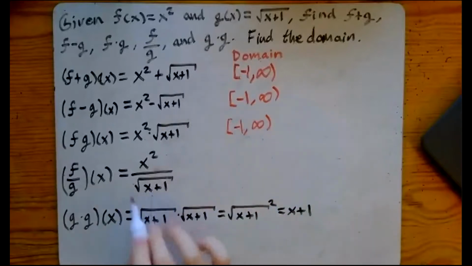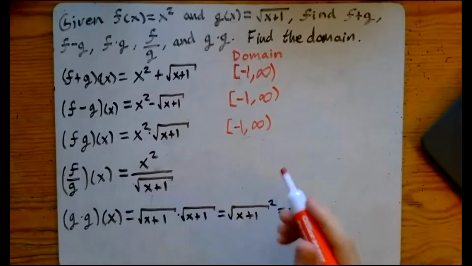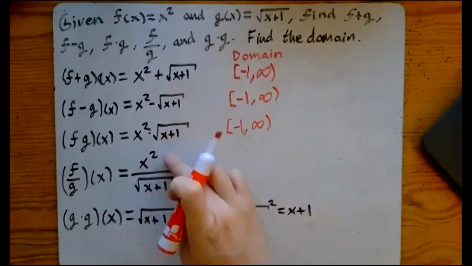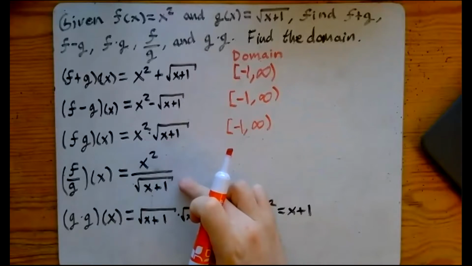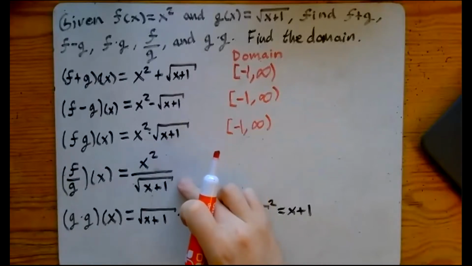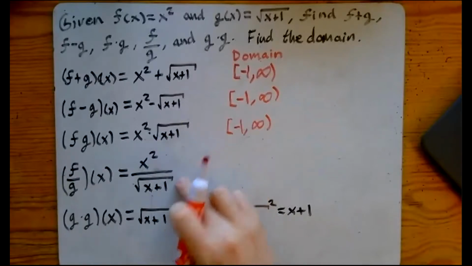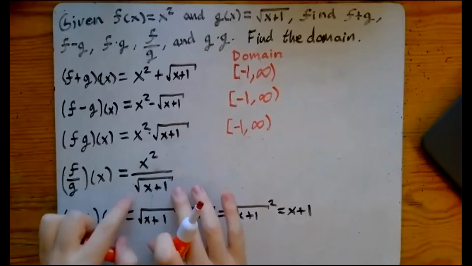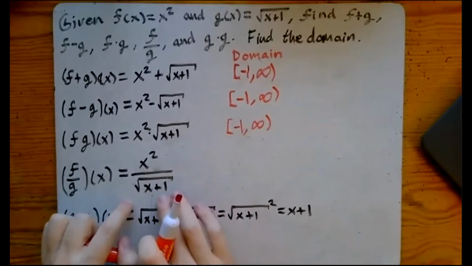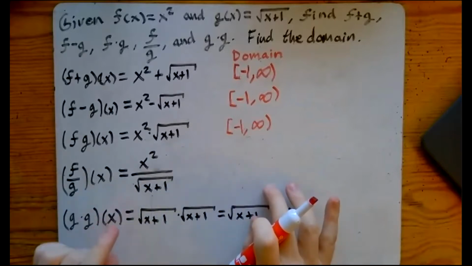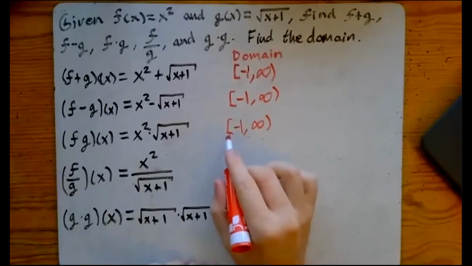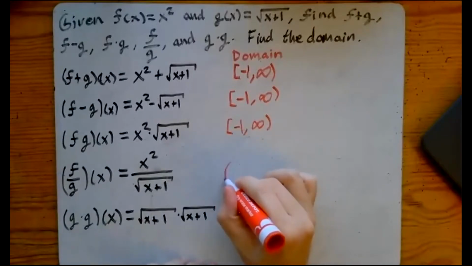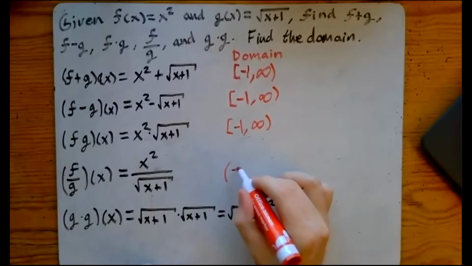All right, now here's where things get a little more interesting. This still has the domain all real numbers. This still has the domain of negative 1 to infinity inclusive. But there's an additional restriction. The bottom is never allowed to be 0, so I can't plug in negative 1 either. So I'm going from negative 1 to infinity, but I have to exclude negative 1 itself. So instead of a bracket, we'll have parentheses.